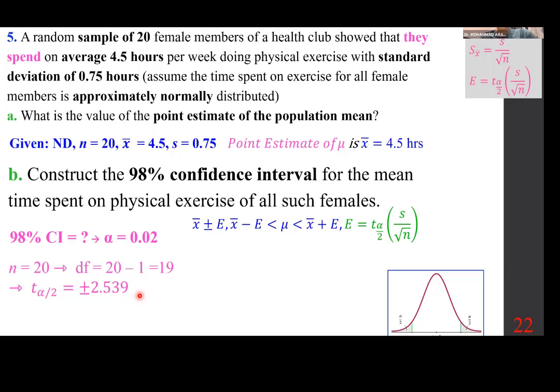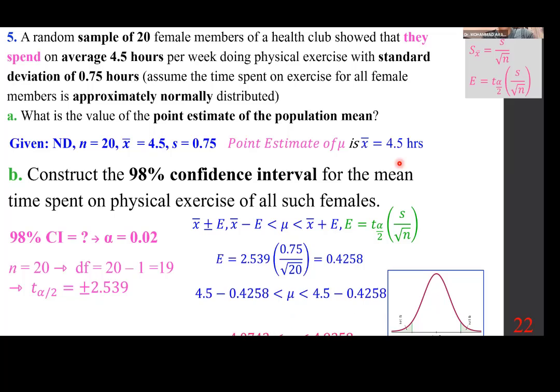And we're going to plug in to X bar plus minus E, where E is calculated as t alpha over 2 times S over square root of N. Now let's plug in. We just found the t, we have the S, we have the N. Plug in and calculate the E with a bunch of decimals. And now that you have X bar being 4.5, subtract this number from it, add to it. That is the mean being between the two values.